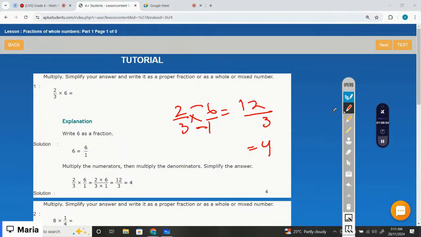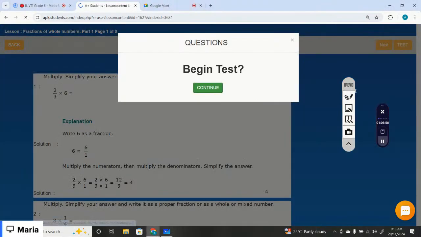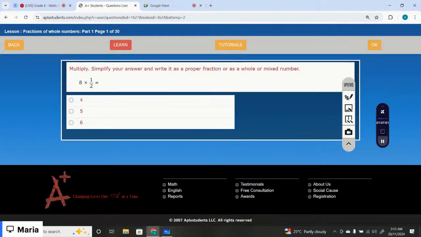So let's just start with the test questions. Let's see how do we evaluate fractions of whole numbers, right? That is 8 times 1 over 2. So which is the correct option?